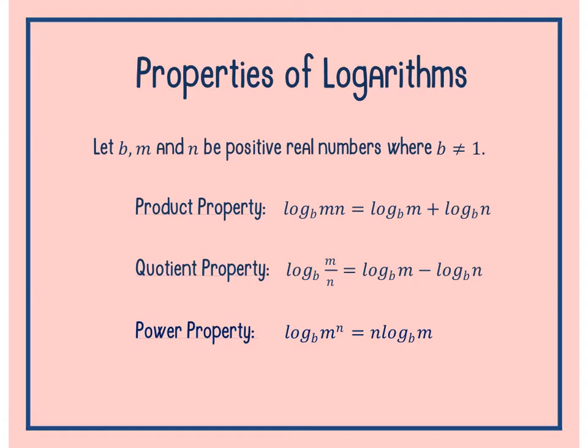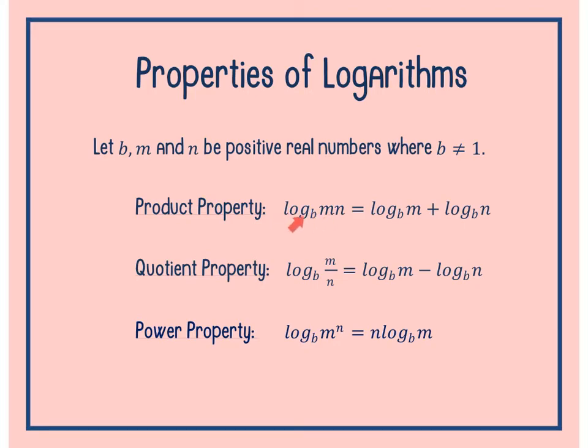Now, in order to solve logs, you have to know these three properties, okay? So these are important to write down. So M and N just stand for positive real numbers. So these have to be positive real numbers. And B cannot be equal to 1. Okay, so that's just the rules here. None of our problems are going to have this issue, but these only work if this is true.